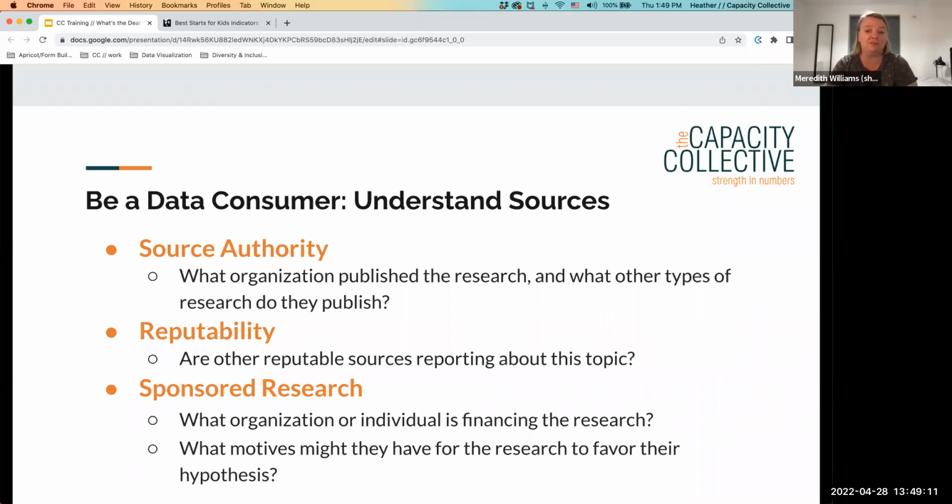And then there's sponsored research. Who's actually paying for it? And what motive might they have for the research to turn out a particular way? And some news sites have sponsored content. And of course, you're supposed to say if it's sponsored content, but it doesn't always say that. But when you do see that, it means that the article was written for payment. And so it may actually be more of an opinion piece, but it may look like news, right? So just making sure that you're looking critically at the source of your data.